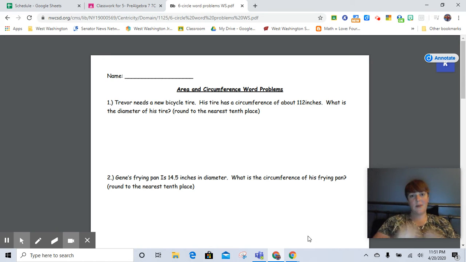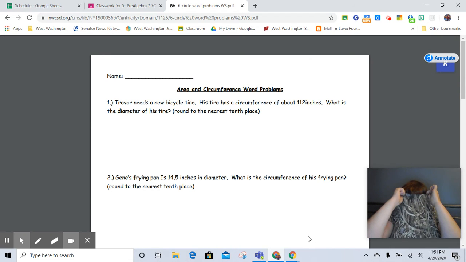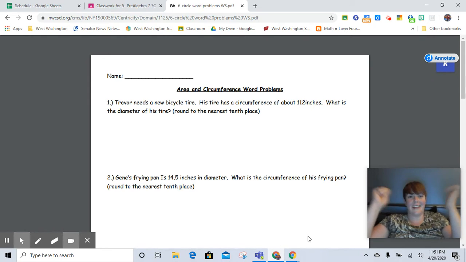Hey, seventh grade, guess what? You can't see me. I'm kidding, because it's a camouflage shirt.